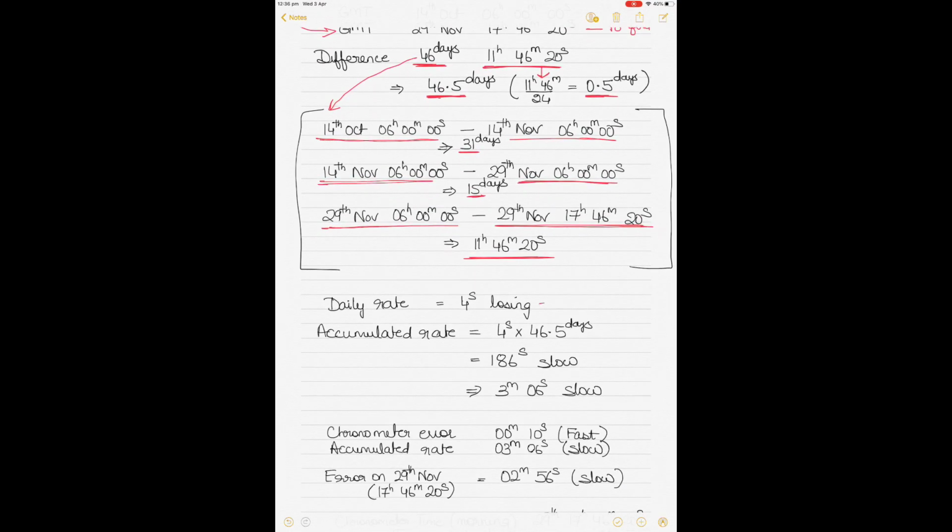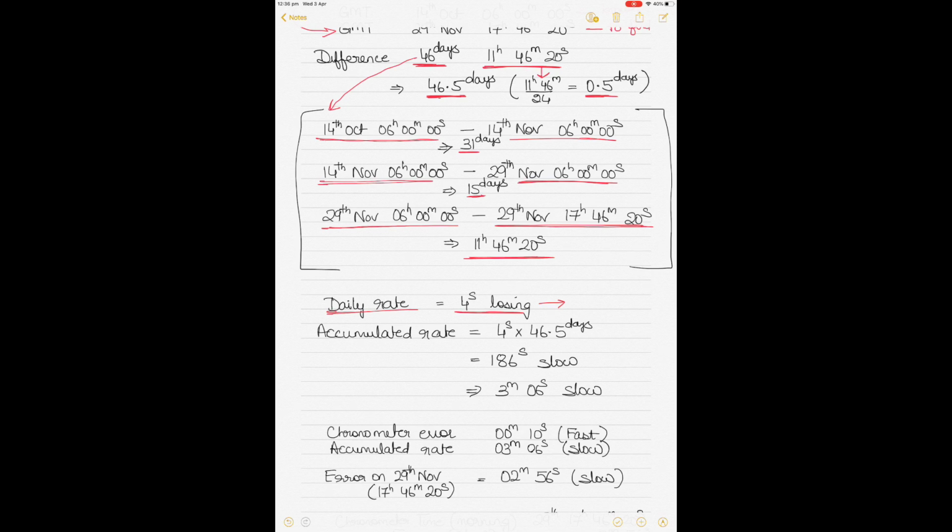Now the question says that the daily rate was 4 seconds losing. That means the chronometer was losing 4 seconds. So I've told you before, 4 seconds losing, that means basically from 0 minutes 10 seconds fast, if I lose 4 seconds, it becomes 0 minutes 6 seconds fast. Alright, although it is still fast, it is reducing the rate of the fastness. Alright, I know it's a bit complicated, but I hope you understood it.